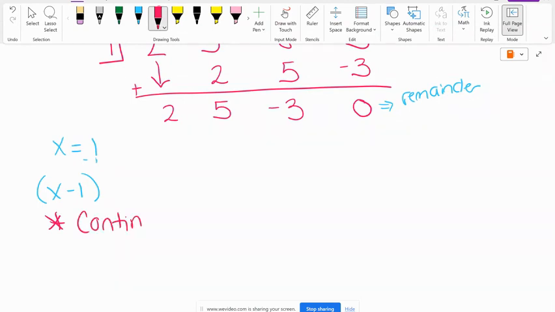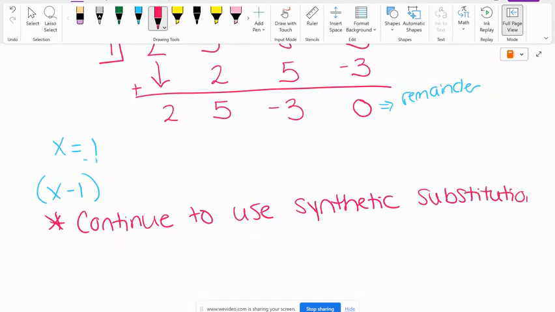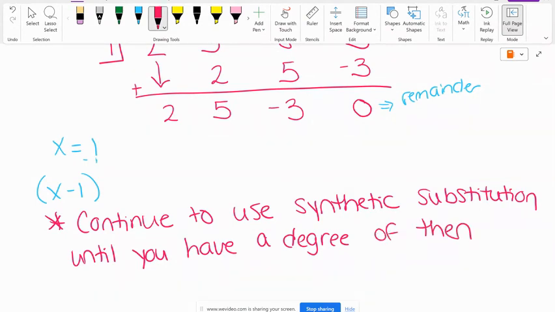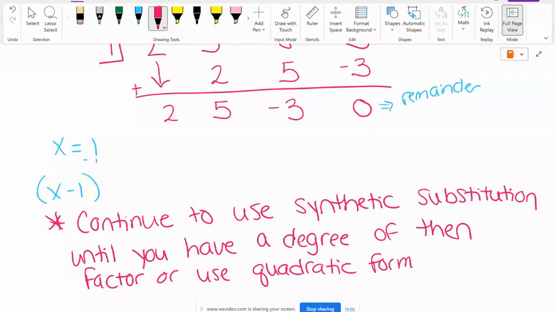Continue to use synthetic substitution until you have a degree of 2, then factor or use the quadratic formula.